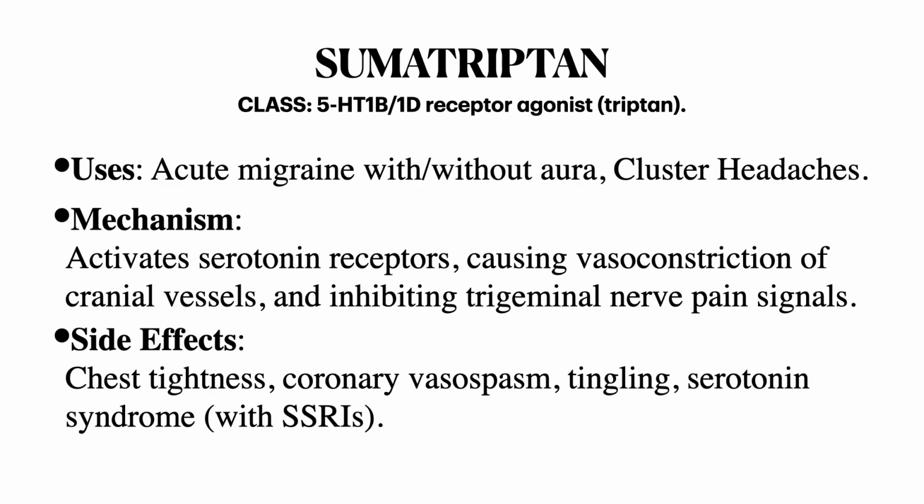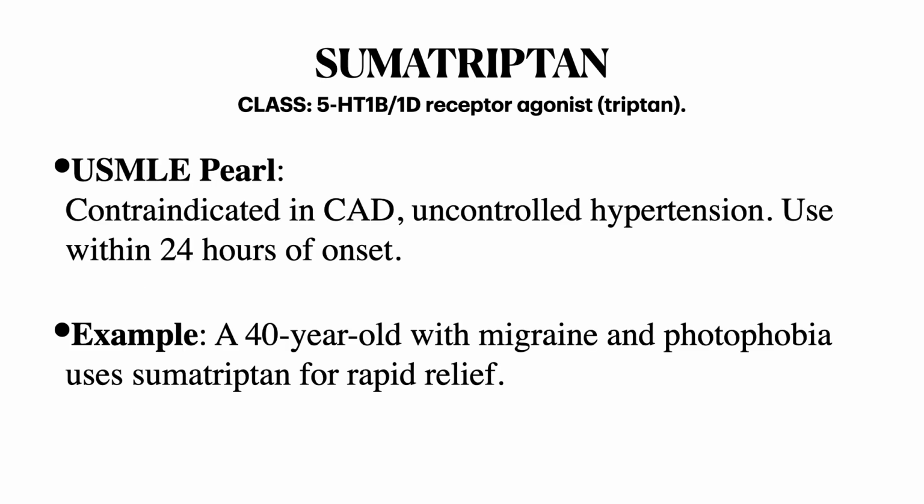Why is it contraindicated? Because this drug causes vasoconstriction, right? So that is why it is contraindicated, and also in uncontrolled hypertension. We have to use it within 24 hours of onset. The example case is a 40-year-old with migraine and photophobia, that is fear of light, where you cannot look into the light, who uses sumatriptan for rapid relief, right?